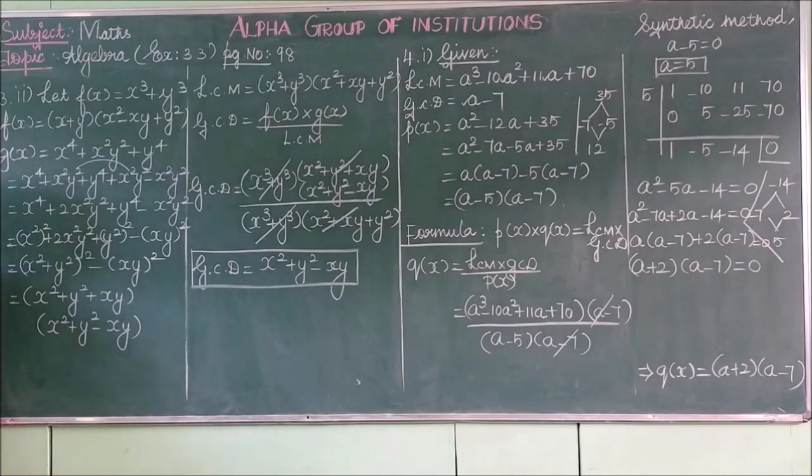So they have simply given you the polynomials. You have to take the first one as f of x and the second one as g of x. Let f of x equal x cube plus y cube. So x cube plus y cube, what is the formula? (x plus y) into (x square minus xy plus y square). That x cube plus y cube can be written as (x plus y) into (x square minus xy plus y square). Then take the second polynomial as g of x, which is equal to x power 4 plus x square y square plus y power 4.